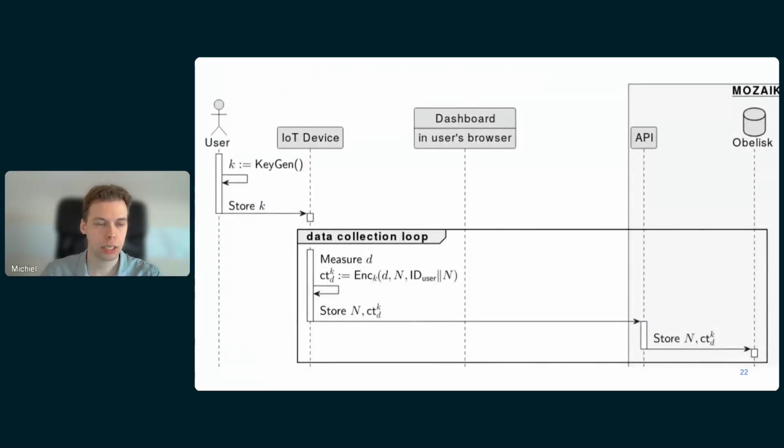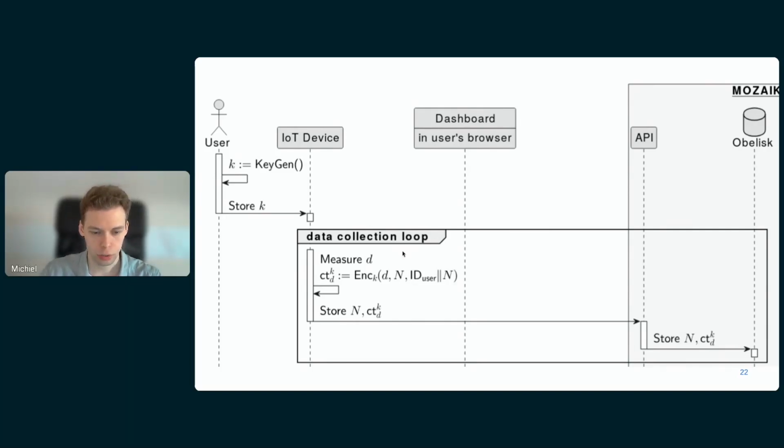So if we look at this in a more technical sequence diagram, we can see that the user will generate a key. This is a symmetric key, and it will store that key on the IoT device. This is just a scenario where there's no gateway involved, so we assume that the IoT sensor has enough computational power, and it has access to the internet.